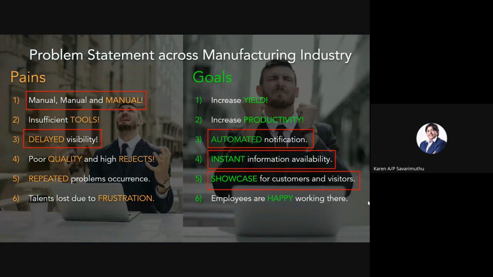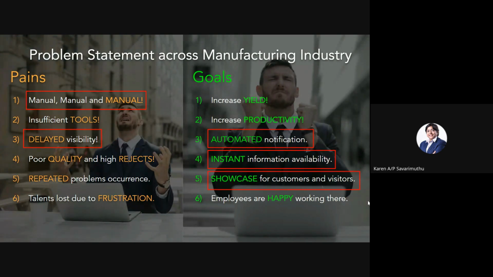So these are some of the problem statements that we can achieve on the V1 Must. You see, manual is already out, and then delay visibility has been solved. There are two things that we have solved based on that one particular product that we have created.